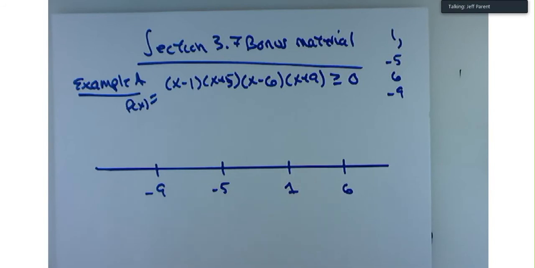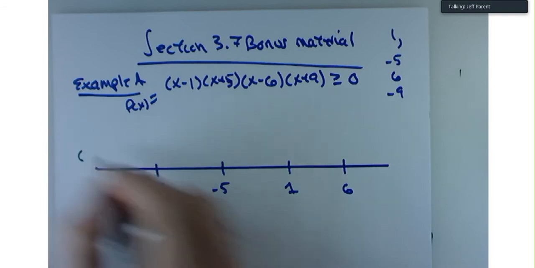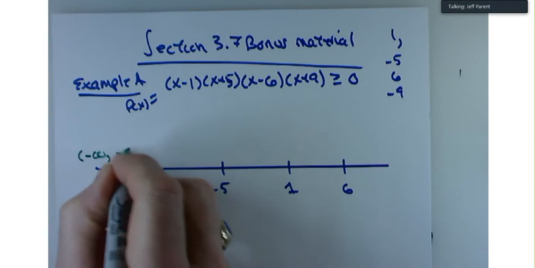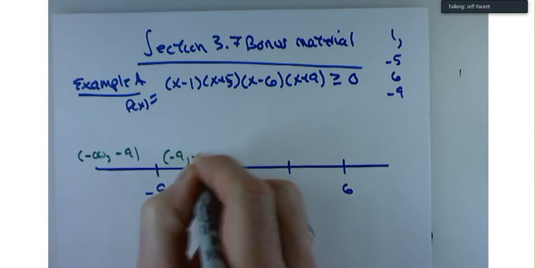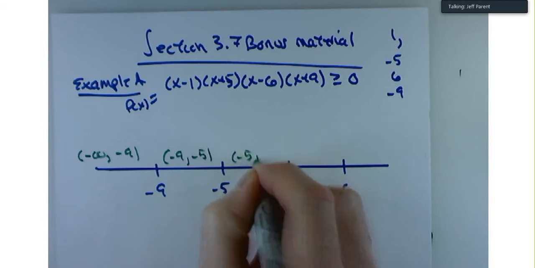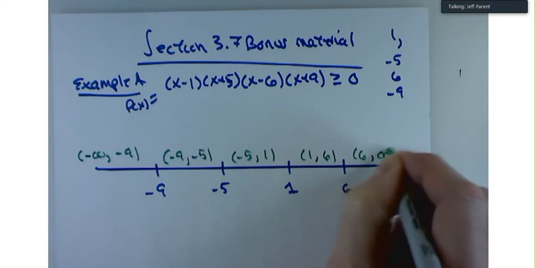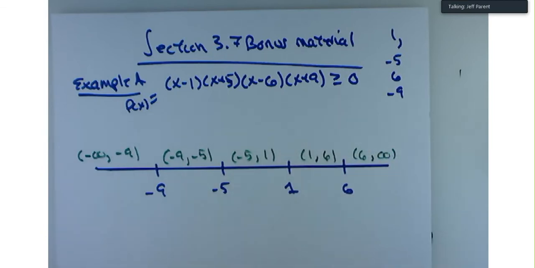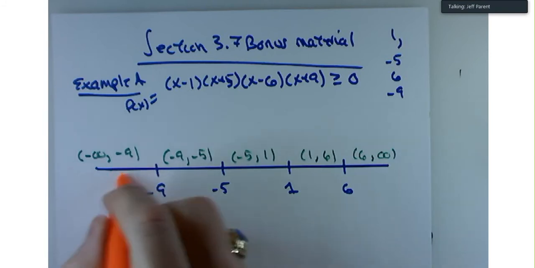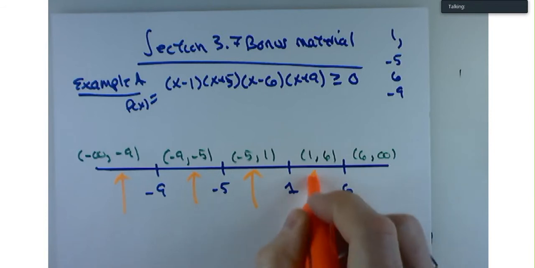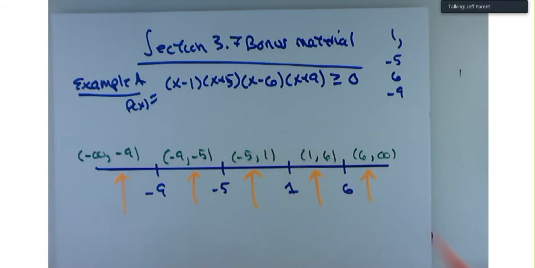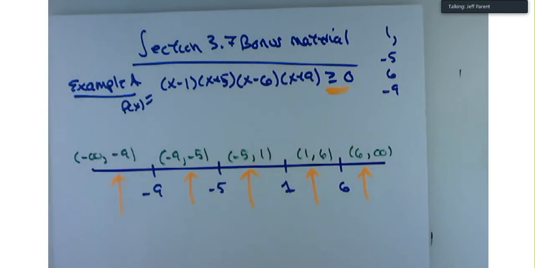Now that breaks up the real number line into intervals. So let's look at those intervals. That's going to be negative infinity to negative 9, negative 9 to negative 5, negative 5 to 1, 1 to 6, and 6 to infinity. And we've got to test points in each of these intervals. So I need some test points in here, here, here, here, and here. I want to find out where this is greater than or equal to 0.